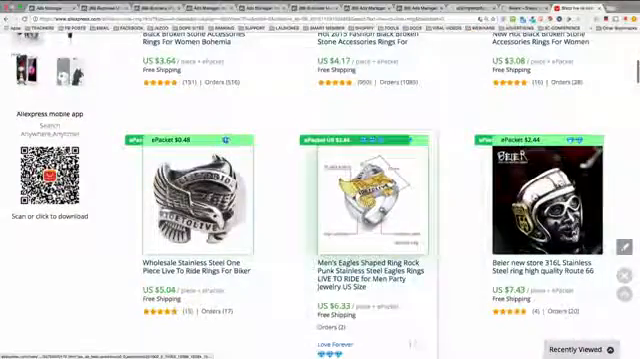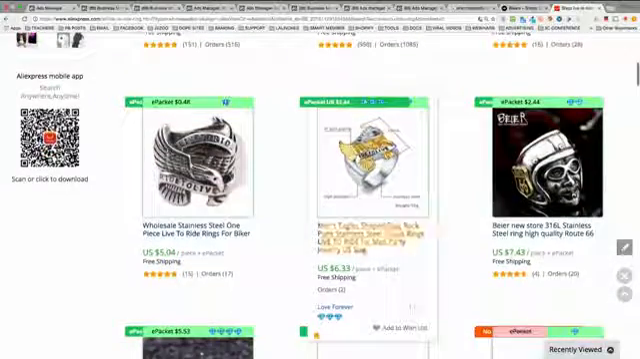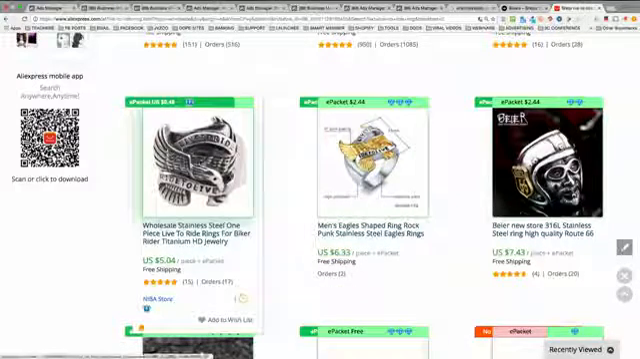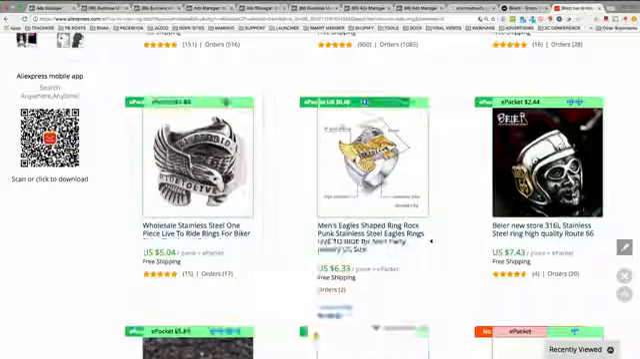Here's a live to ride ring. Look at this one. Men's Eagles shaped ring, rock, punk, stainless steel, live to ride jewelry. $3.89, $2.44 shipping. That's a total of $6.33. This one right here, live to ride, ride to live. Similar. This one's $5.04 out the door there.